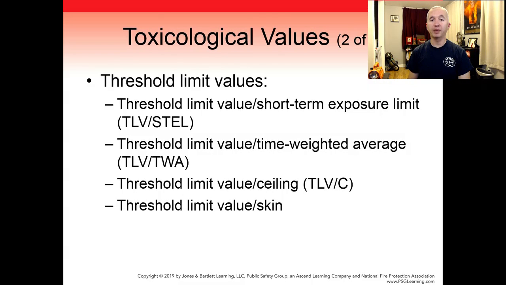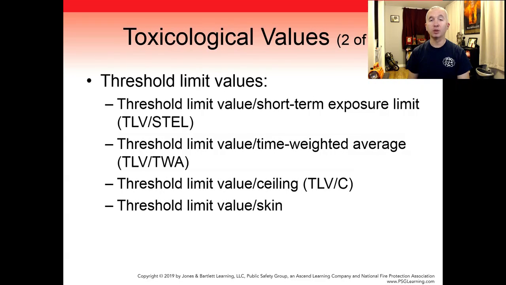The threshold limit value short-term exposure limit is the maximum concentration of a hazardous material that a person can be exposed to in 15-minute intervals. The threshold limit value time-weighted average is the maximum airborne concentration of a material that a worker can be exposed to for 8 hours a day, 40 hours a week with no ill effects.